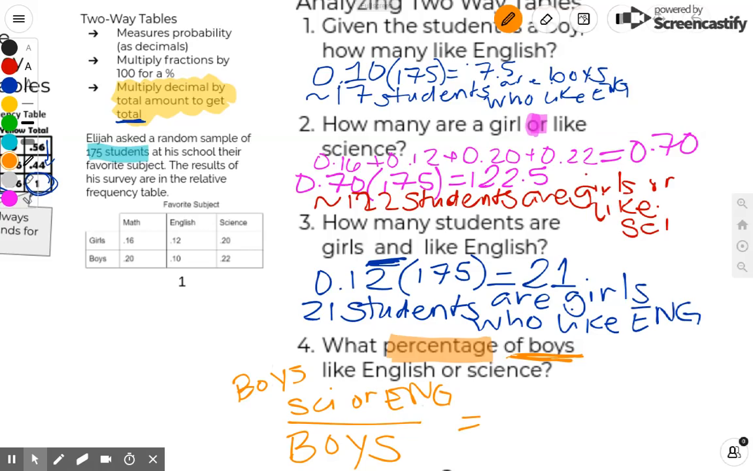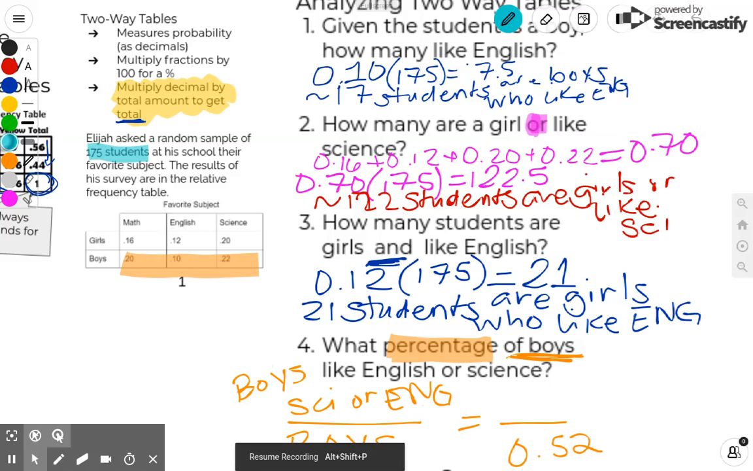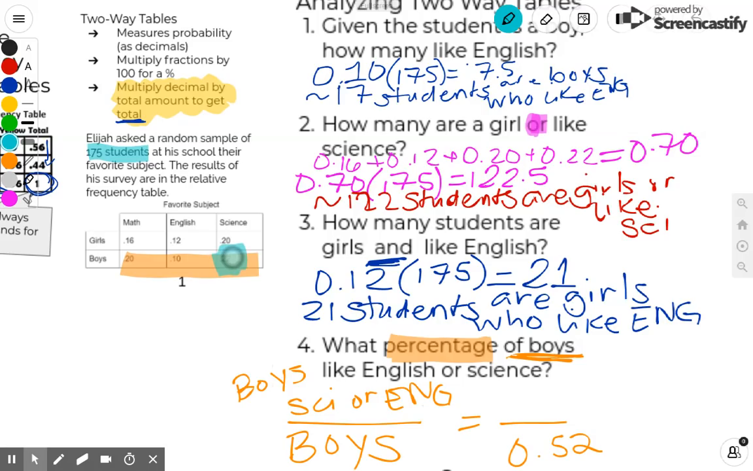So let's just start with the boys. I know all of these people are boys. Okay, and if I add those all up, I got 0.52. Now for the top of it, I'm specifically looking for science. Here are my science people, and I'm looking for English. If I add those two up, and I know it's kind of hard to see on my picture, but if you look at your picture, I got 0.32. Now, in order to find the percentage, I just have to divide these two.